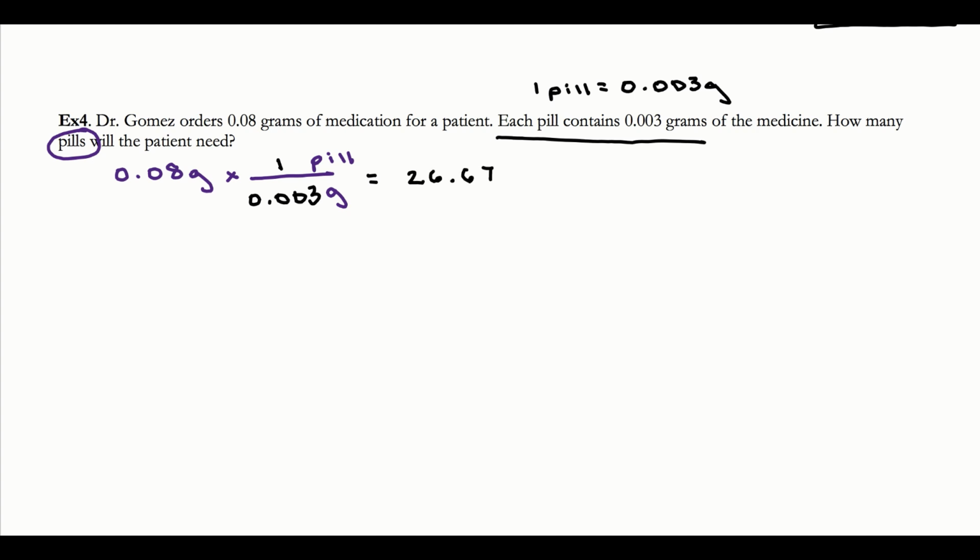26.67. Now this isn't an issue with sig figs here, because when you're talking about pills, we're actually counting. So if it actually requires 26.67 pills, you can't get 0.67 pills easily. So instead you would say that he needs a whole number of pills, so 27 pills.